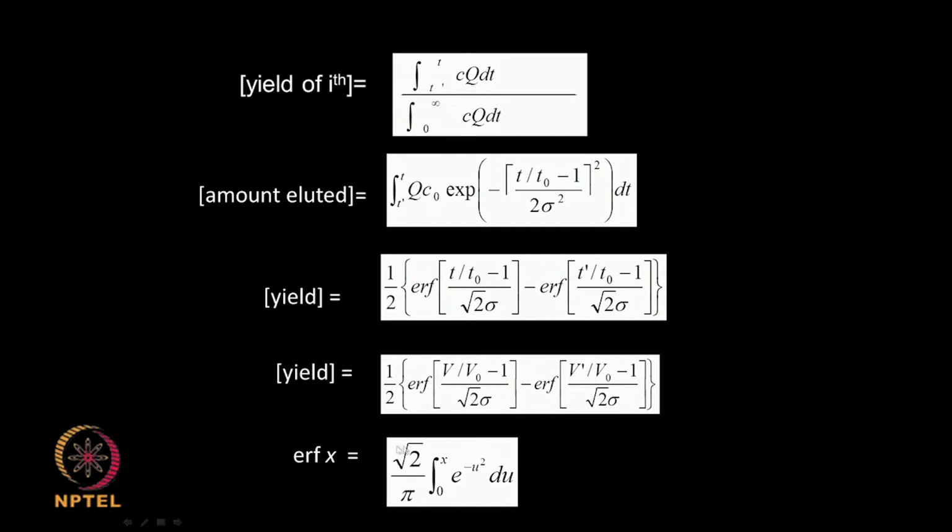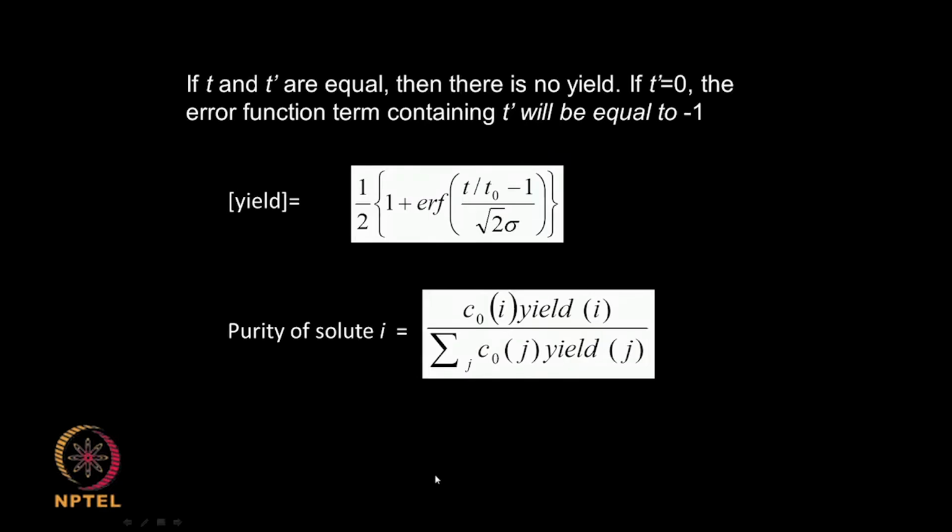Now, what is this error function? The error function is defined like this: erf of x is equal to square root of 2 by pi, integral 0 to x of e to the minus u square du. Okay. There is a table available for different values of x giving the corresponding erf of x, which we can use. I will show you that.